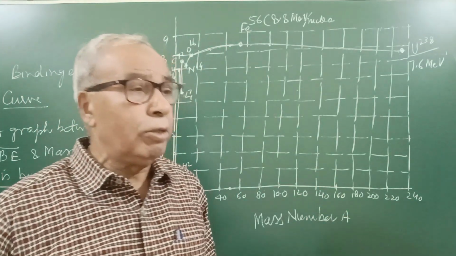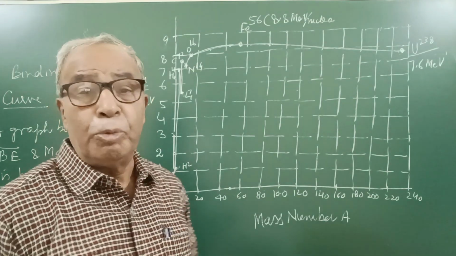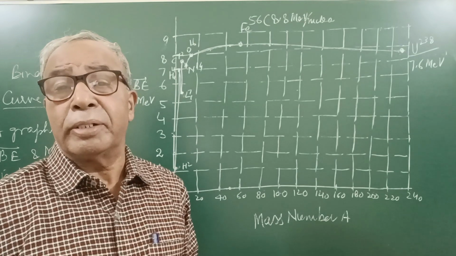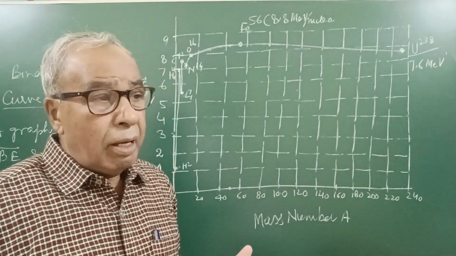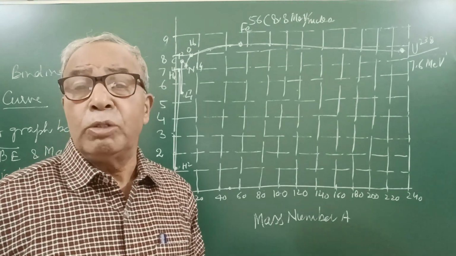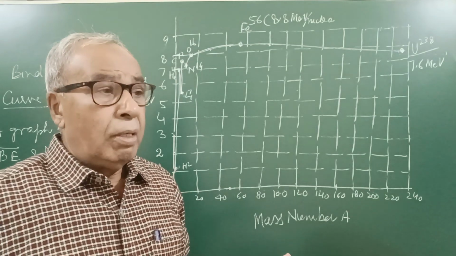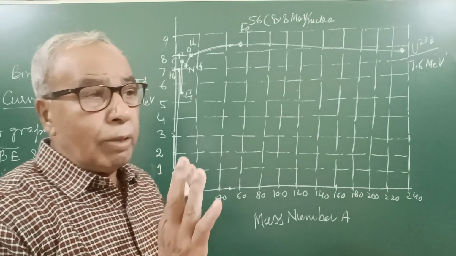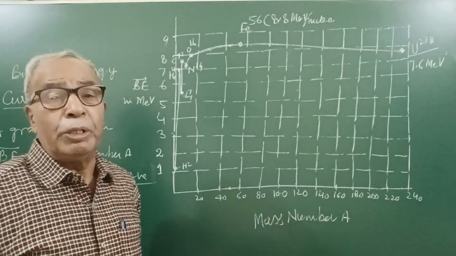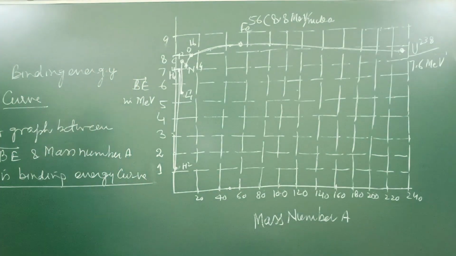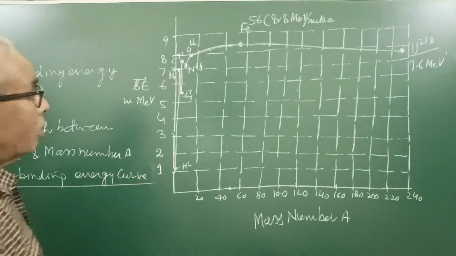I have explained you while telling the model of nucleus. I have told you there that unlike atom, nucleus is not stable even in ground state, may not be stable. It becomes stable by decaying into lighter nuclei, which is the cause of radioactivity. I will discuss radioactivity in coming videos.